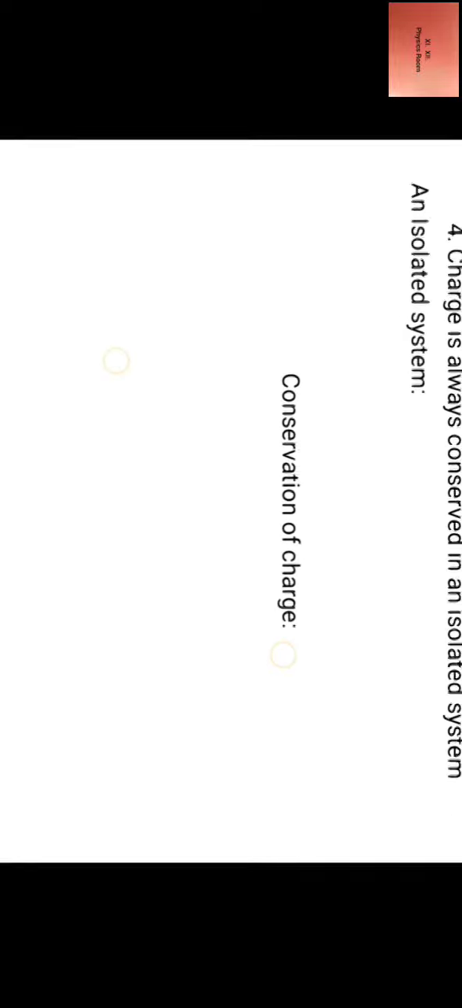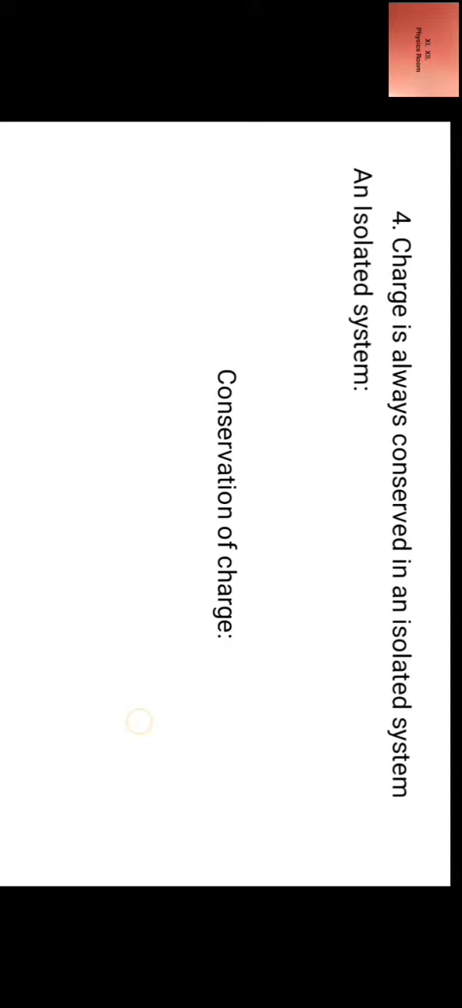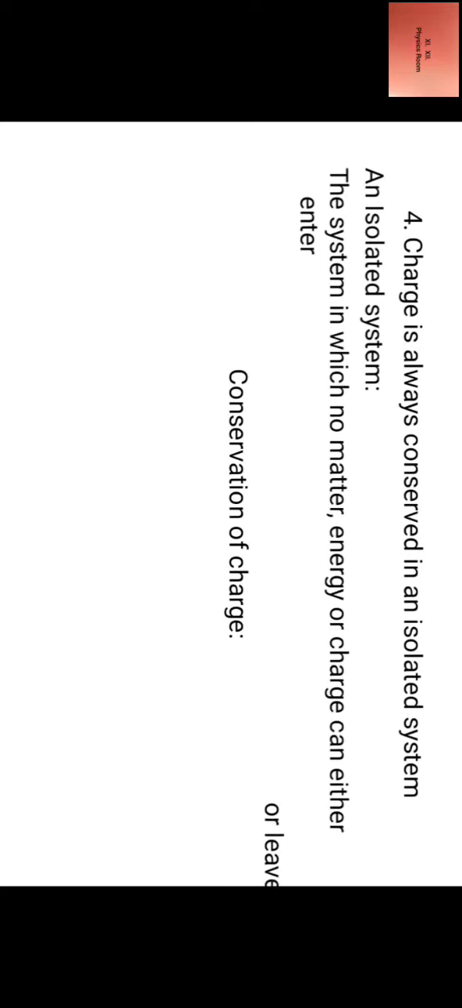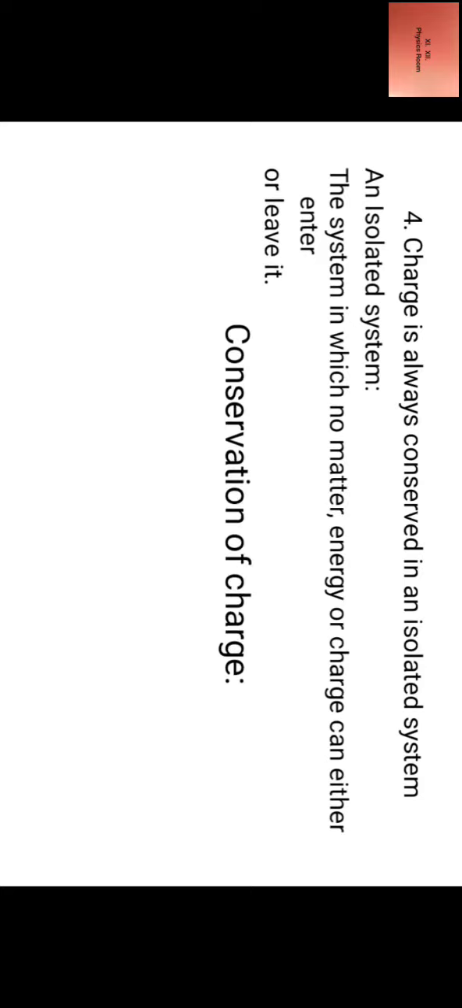Now, charge conservation. Charge is always conserved in an isolated system. Fourth property, charge is always conserved in an isolated system. First, we understand what is an isolated system. An isolated system is the system in which no matter, energy or charge can either enter or leave it.